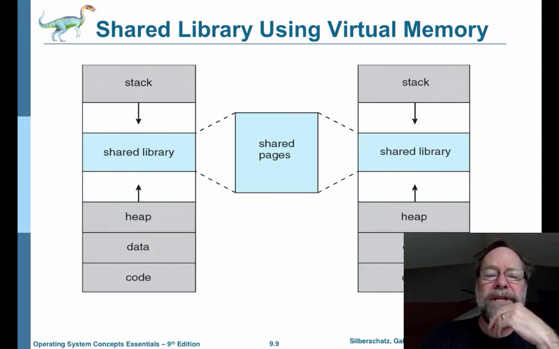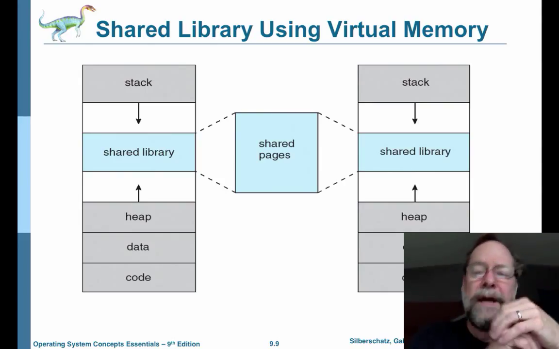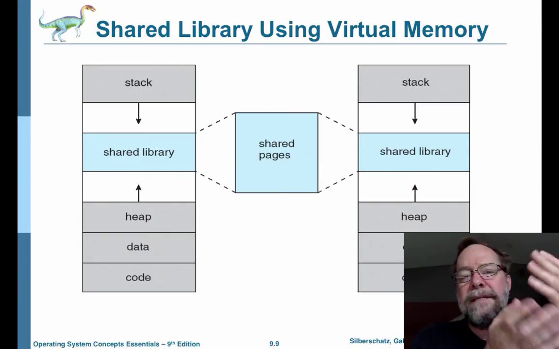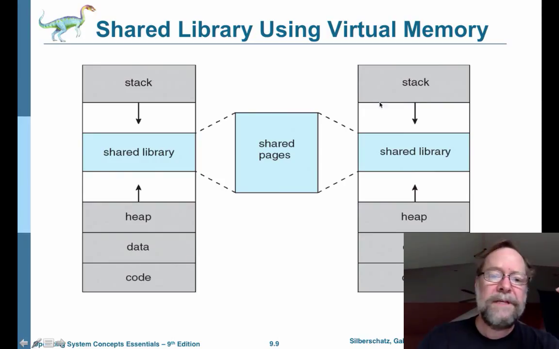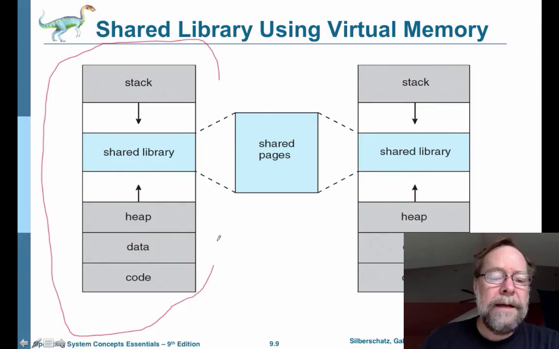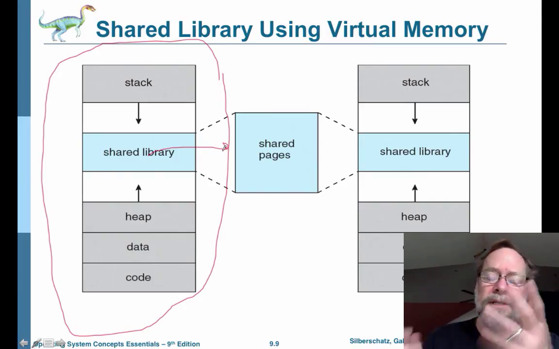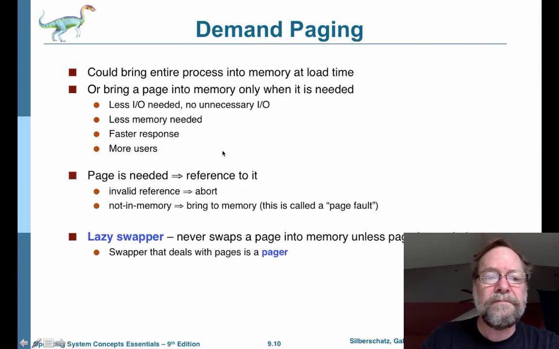I'm going to skip over the shared library to point out here that if you have a shared library, then the library can sit in a set of frames. What's being shown here is two different page tables, and both of them are referring to the same set of pages. This is one of the benefits you get with virtual memory. You don't have to have the same shared library occupying two or more sets of frames. You can use the same frame multiple times.